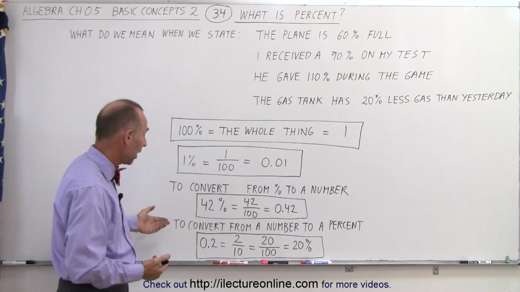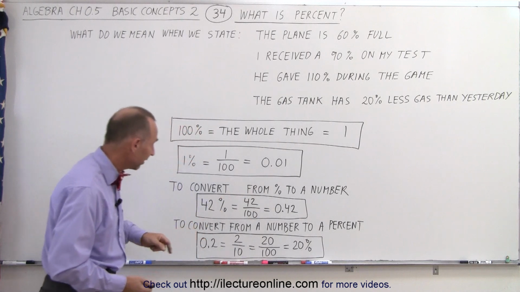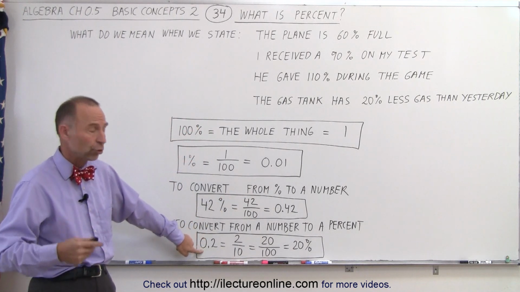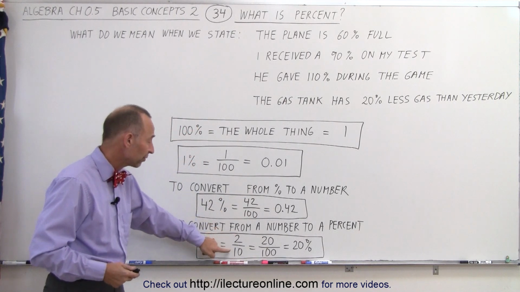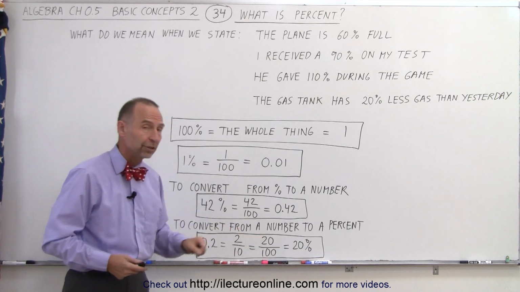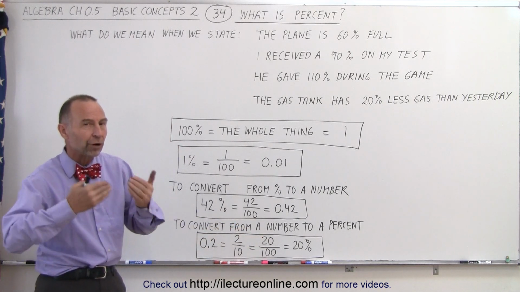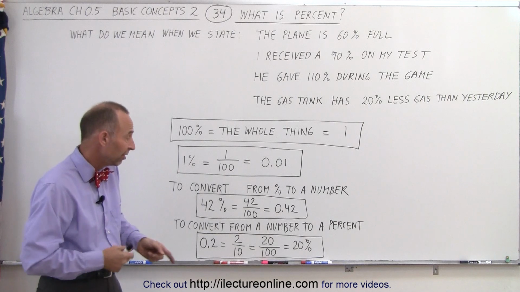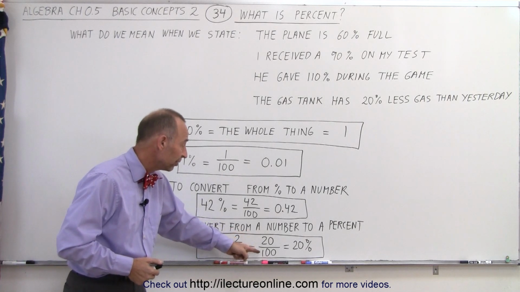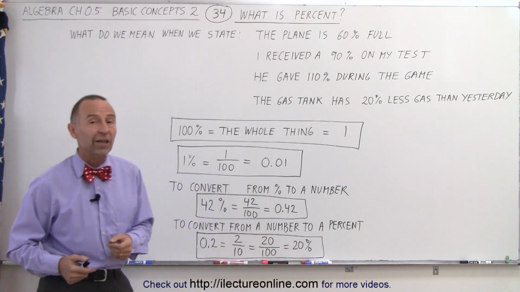The other way around, how to convert from a number to a percent, let's say we have a number which is 0.2. That can be written as 2 over 10 or 20 over 100. It's always better that you write it over 100 if you want to convert to a percent, because whatever number you have over 100, that's the amount you have in percent.